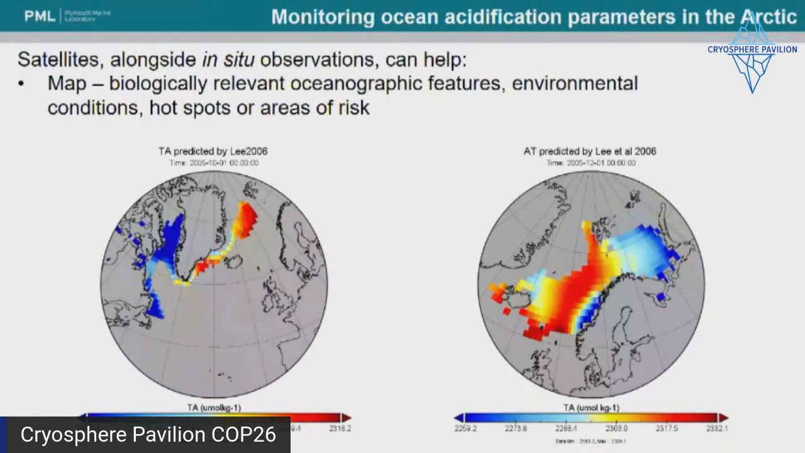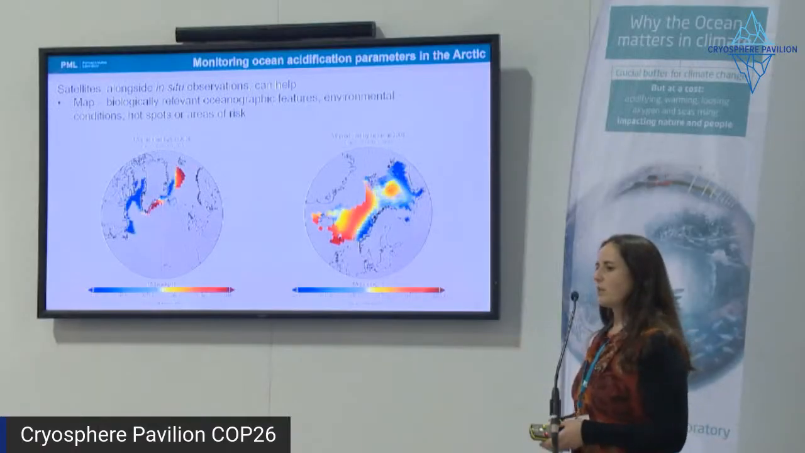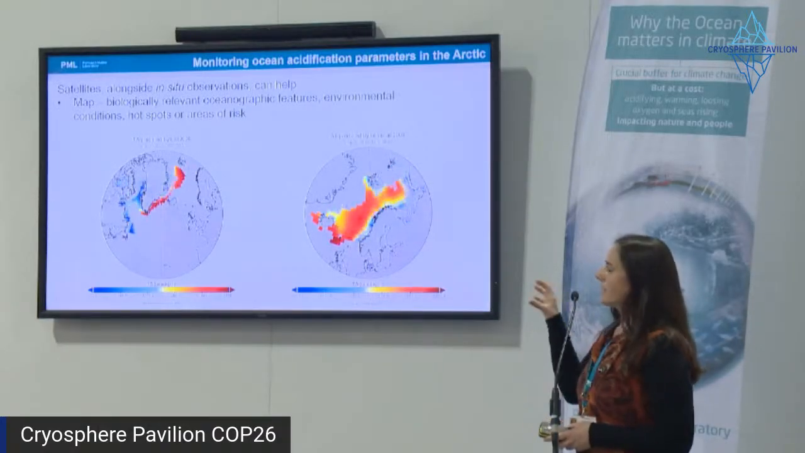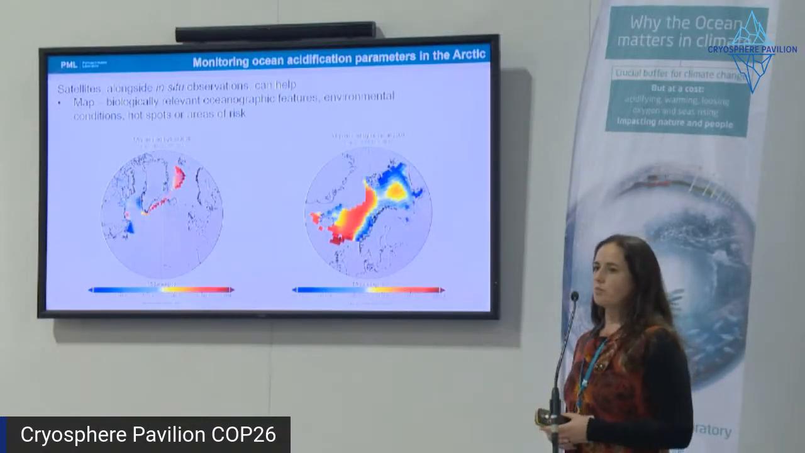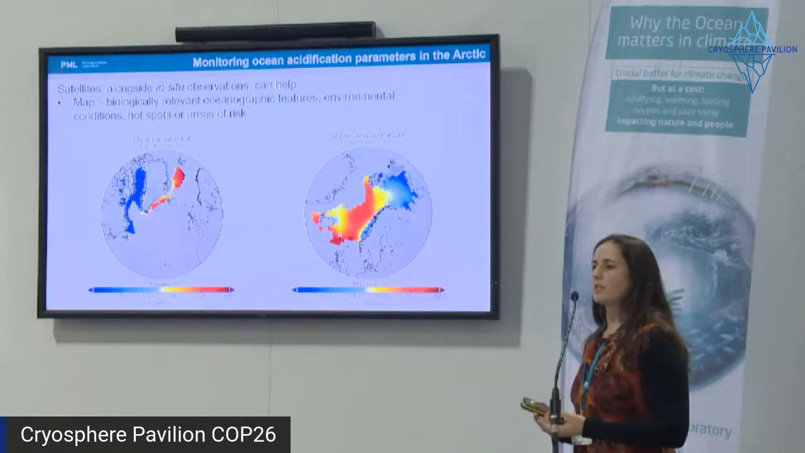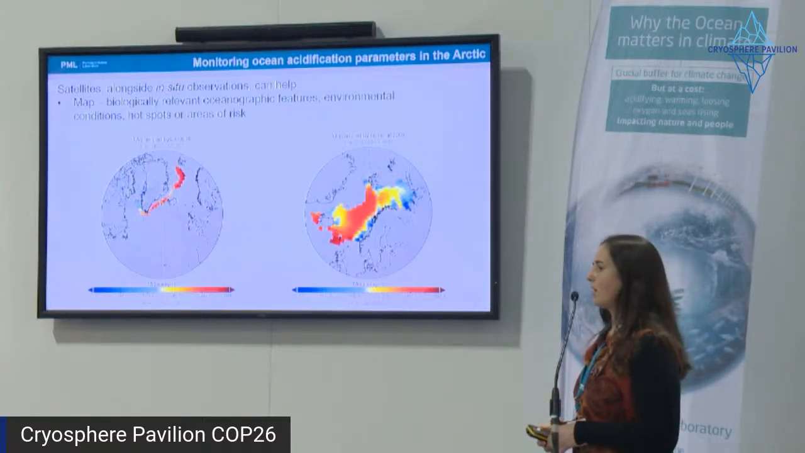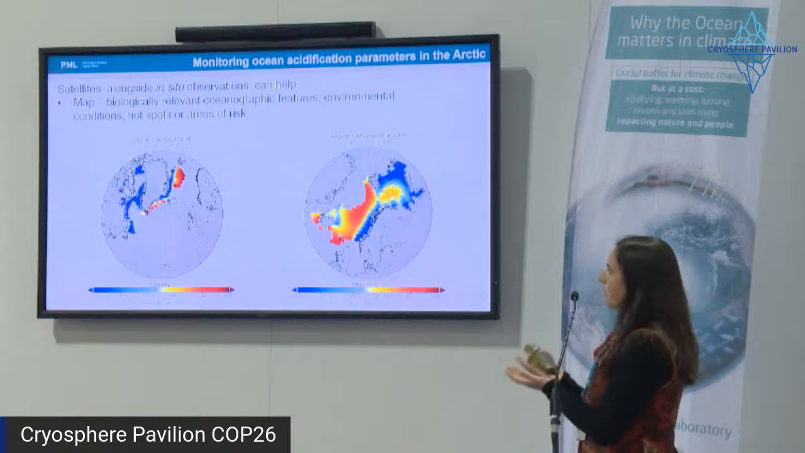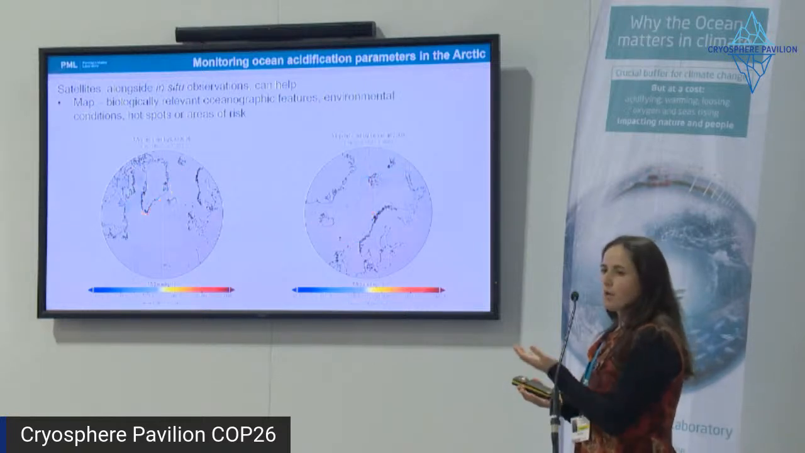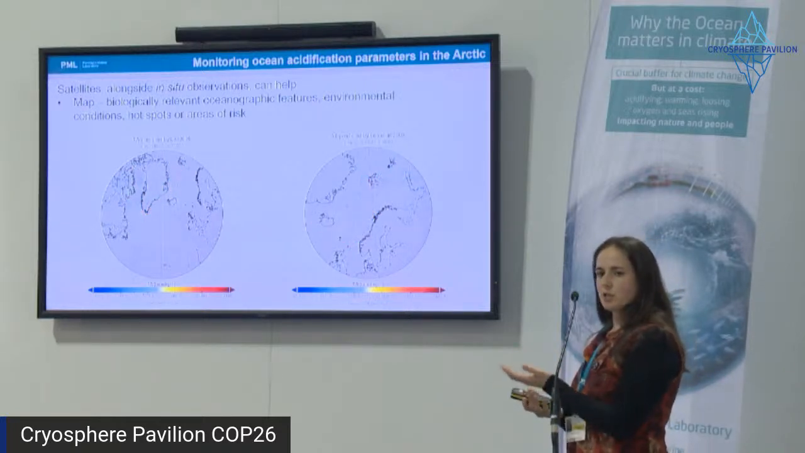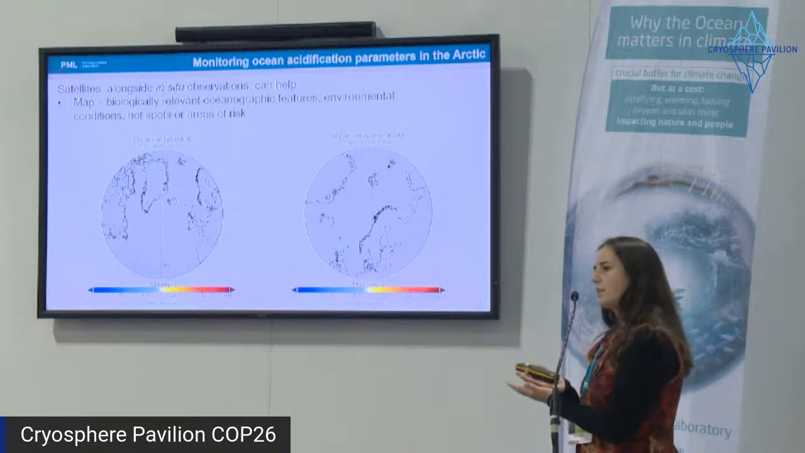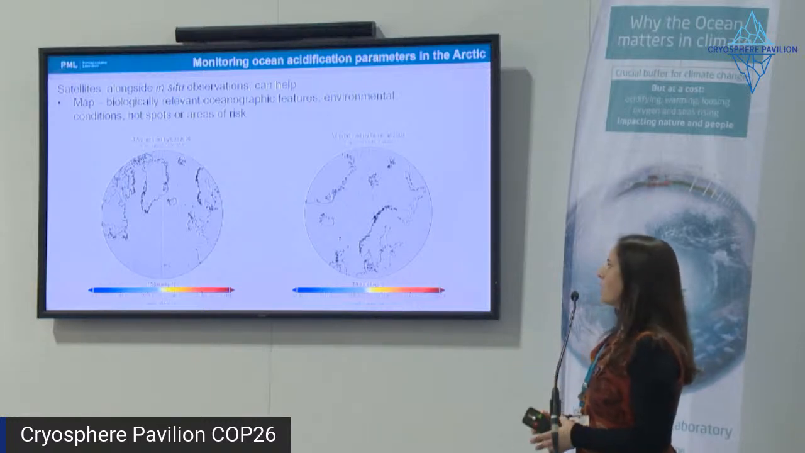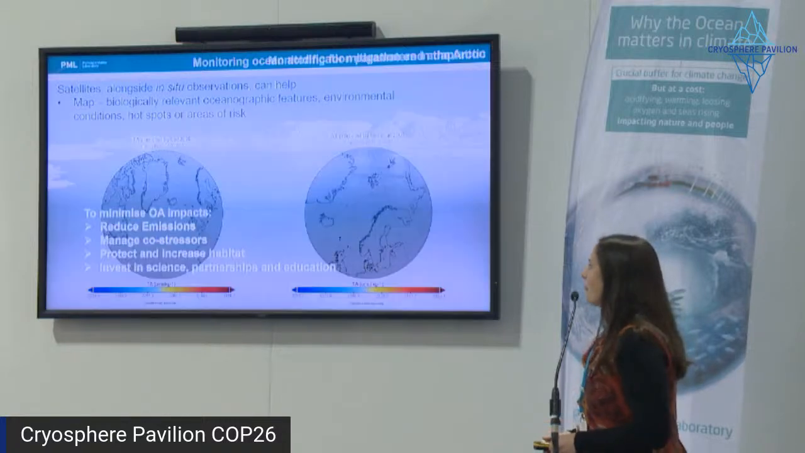What we can do with this information is then look at biologically relevant oceanographic features. We can apply that to the biological knowledge. We can take this environmental data and put it into experiments to actually say what it is that these organisms are really experiencing through their life cycles. We can co-map where the biogeography is of the species that we're interested in, and actually look at how those changes are changing together. And also look at hotspots and areas of risk.